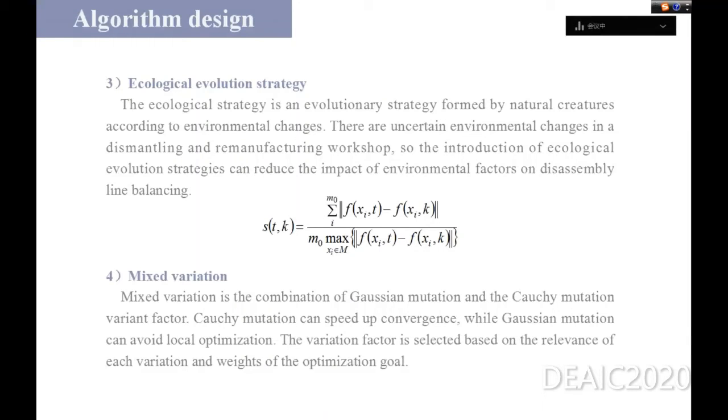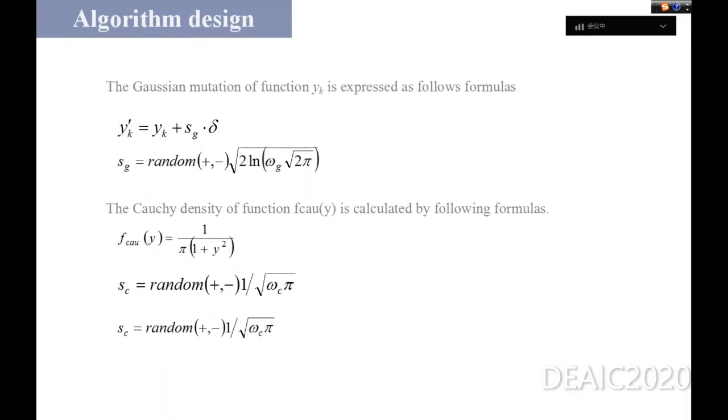The first step, mixed variation. Mixed variation is the combination of Cauchy mutation and Gaussian mutation. The Cauchy mutation can speed up convergence, while the Gaussian mutation can avoid local optimization. The variation factor is selected based on the relevance of each variation and weights of the optimization goal. This is the function of the Cauchy mutation and the Gaussian mutation.